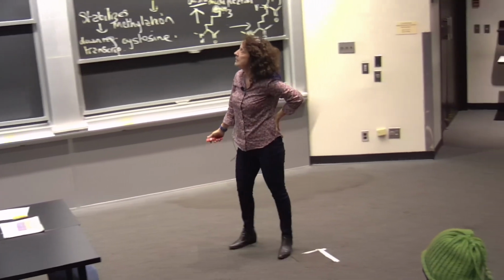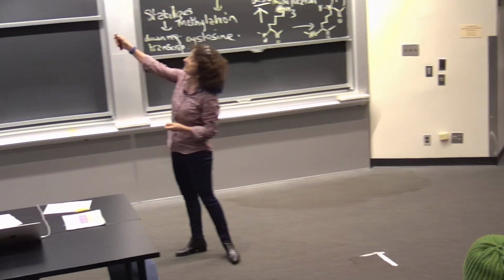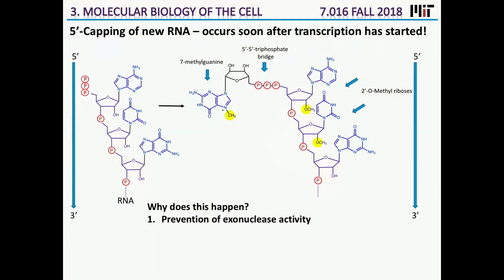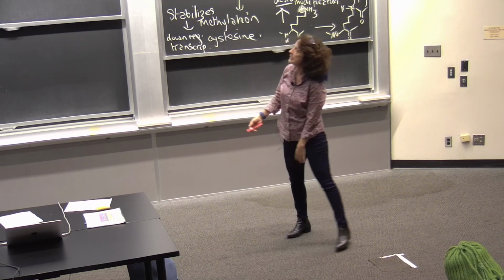And so let's take a look. Why does it happen? The first thing is it stops nuclease activity, because the nuclease could look at it and go, I don't recognize any of this happy mess. I'm not going to chop down this component. It's too foreign to me. So that's the primary thing.